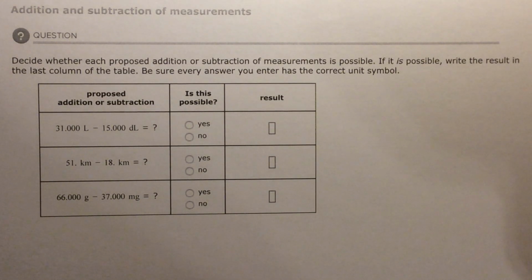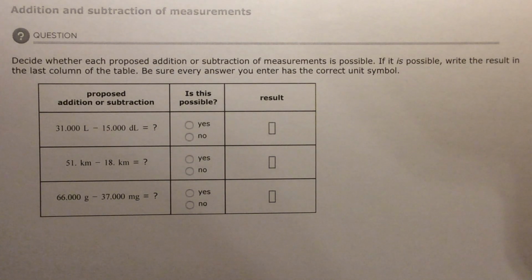Okay, so if I have three $100 bills and I want to subtract two $100 bills, I end up with one $100 bill. As long as I've got the same units, I can subtract and have 3 minus 2 equals 1.